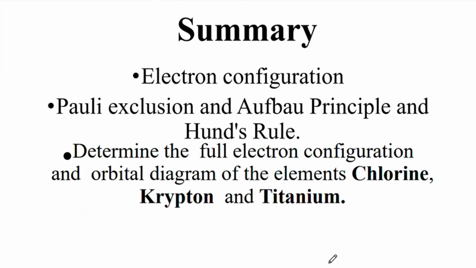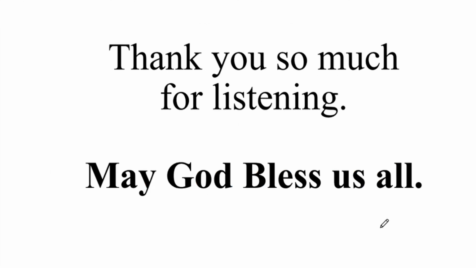And that's it, guys. In this video, we talked about electron configuration, the Pauli exclusion principle, the Aufbau principle, and Hund's rule, and finally we determined the full electron configuration and orbital diagram of the elements chlorine, krypton, and titanium. So thank you so much for listening. I hope that you learned something in this video. God bless us all.